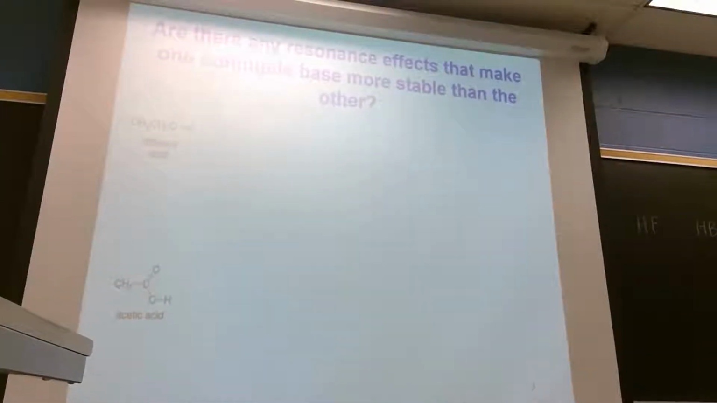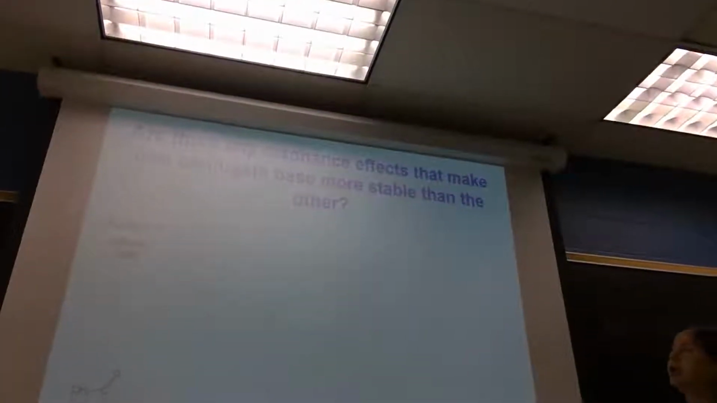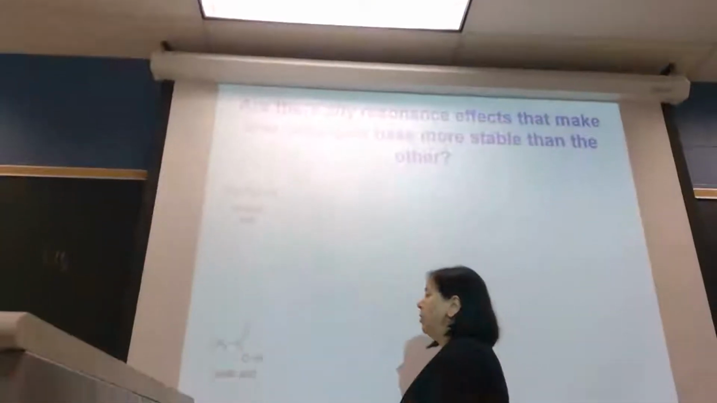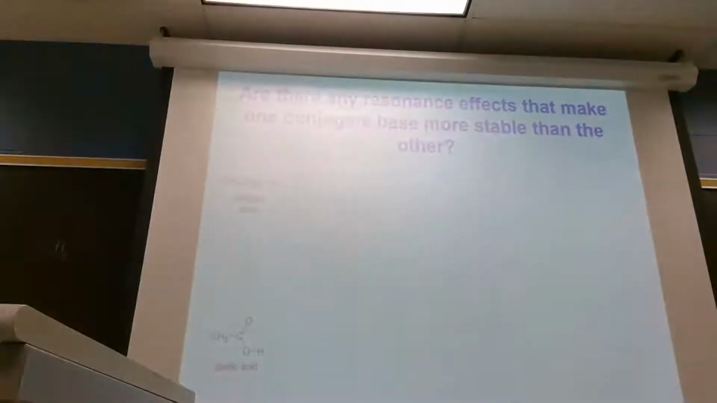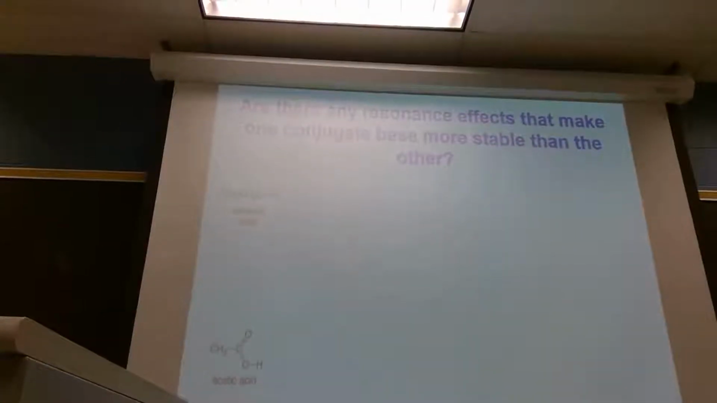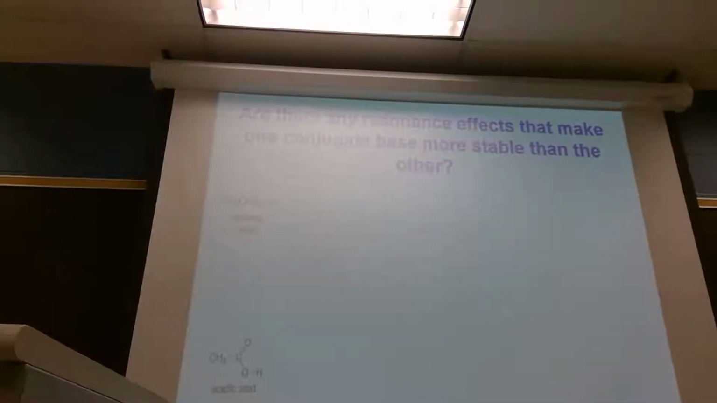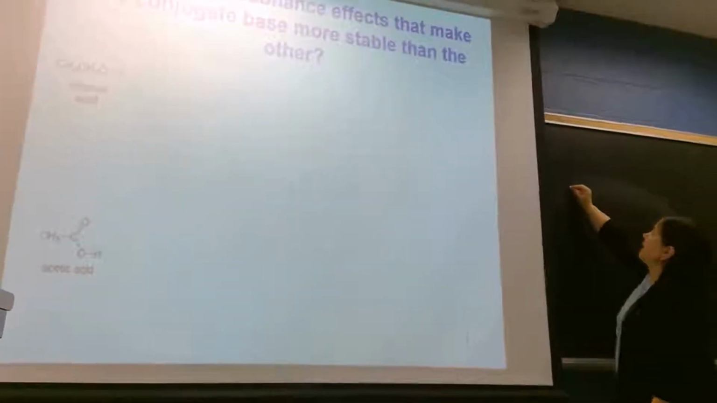Now, we have to make a decision which of these two is the stronger acid, phenol or acetic acid. So first of all, we have to draw the conjugate bases of these acids.